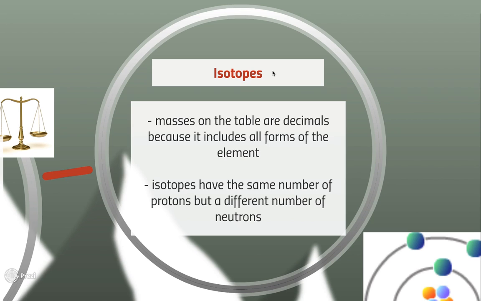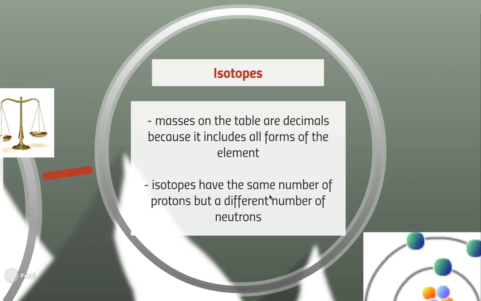Okay, let's talk about isotopes. Isotopes can be described kind of as sort of like twins, okay? Isotopes are different versions of the same element, and they may have different properties as well, even though they're considered kind of the same element. The masses on the periodic table are decimals because it includes all forms of the element, so that involves the isotopes. When you look at an atomic mass, you'll see a decimal, okay? And it's a decimal because it considers a sample which involves all versions of that particular element. And so when it's averaged out, you end up with a decimal.